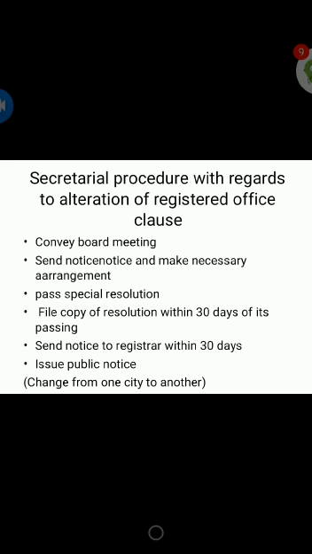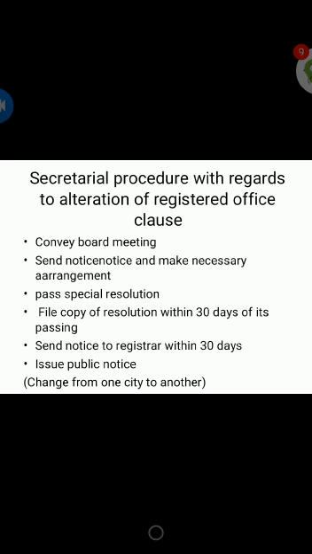Special resolution means this is not an ordinary resolution, because we are not going to shift the office on a routine basis, right? So here it is a special resolution that you are going to pass in the general meeting. Then the next is to file a copy of the resolution within 30 days of its passing. Whatever resolution you have passed in the general meeting, you are going to file it with the registrar within 30 days of passing.